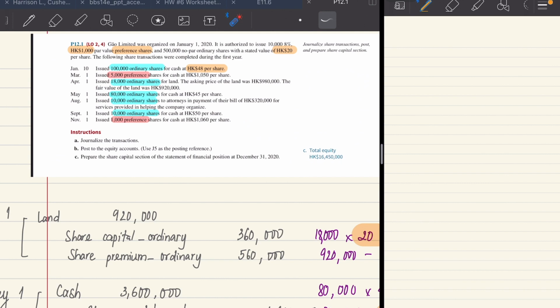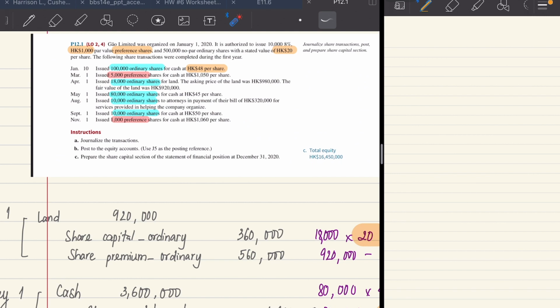Okay, firstly, we issued 10,000 shares with 8% and 1,000 Hong Kong dollars per share, but that is preference share. And the second one is 500,000 no par ordinary shares with a stated value of 20 Hong Kong dollars per share. And here are the following transactions that we need to make because it's already complete during the first year.